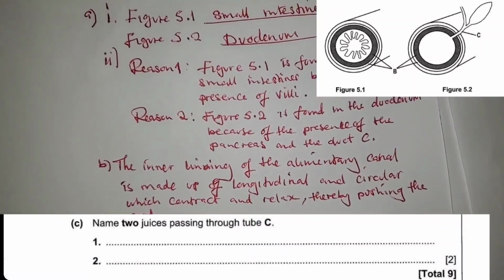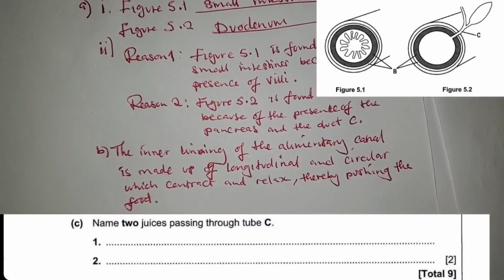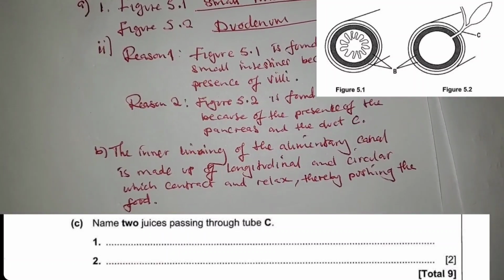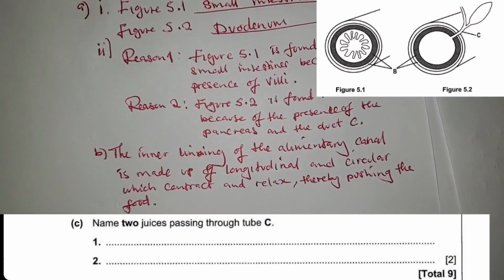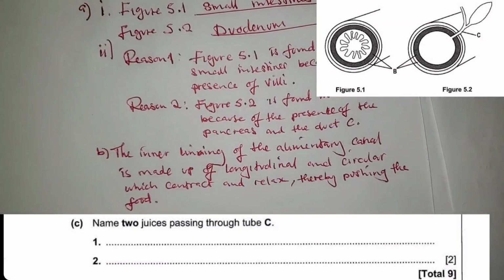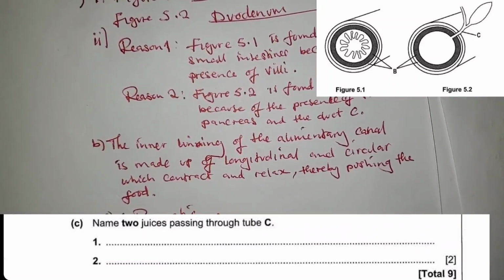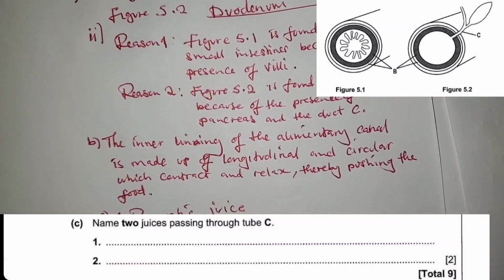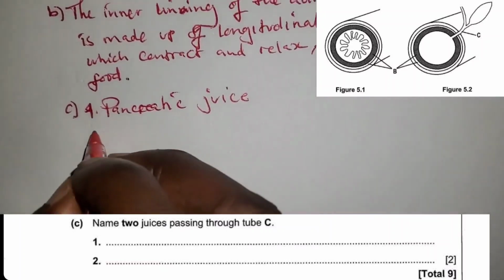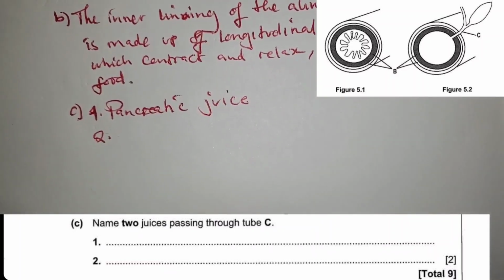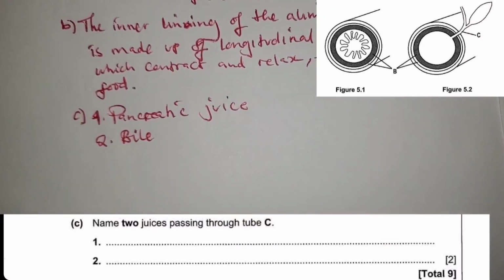C, name two juices passing through tube C. Look at where tube C is and the other tube which is joining to tube C. The other tube joining tube C comes from the liver. So number one, you can say pancreatic juice, which is the juice produced by the pancreas. And then number two, you can say bile.